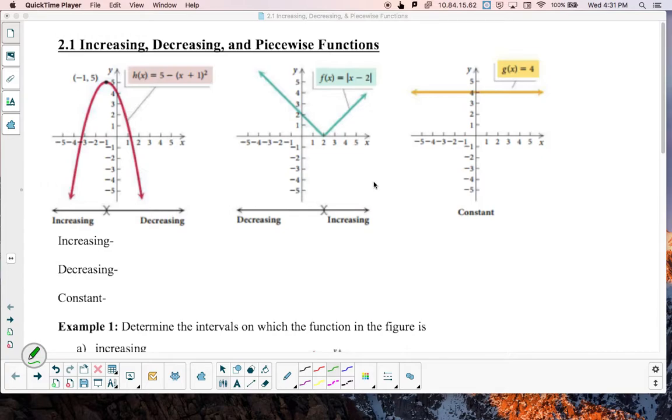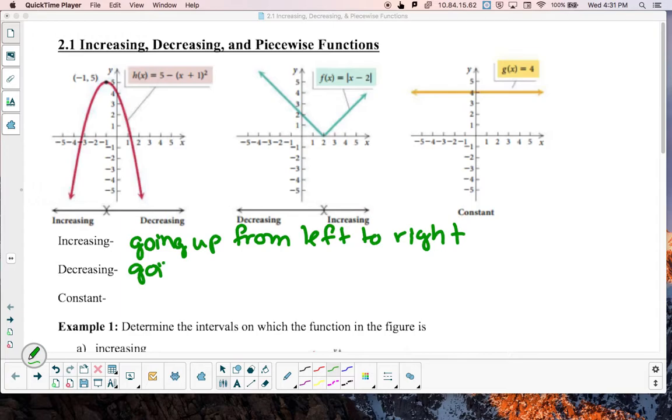We are starting chapter 2 with section 2.1, increasing, decreasing, and piecewise functions. When we look at increasing and decreasing, we always want to go from left to right. For increasing, that means we're going up from left to right. For decreasing, we're going down from left to right. And for constant, that means we're staying the same, or it's going to be horizontal.